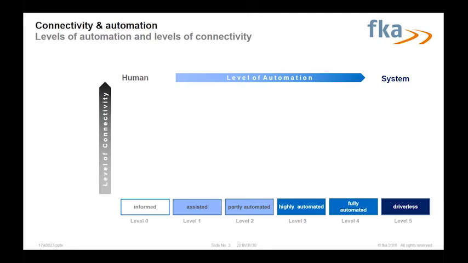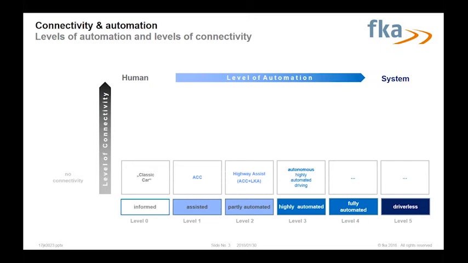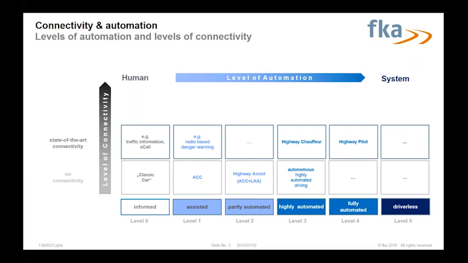And that's where we start, for example, with normal systems that we have in today's cars, for example, adaptive cruise control, or maybe also already a traffic jam assist. We have no kind of connectivity. In some systems, we can use state-of-the-art connectivity. This is, for example, radio-based danger warnings, and we can improve these systems. So we can have a better route choice, or we can avoid traffic jams, for example. This can be done with state-of-the-art connectivity already.